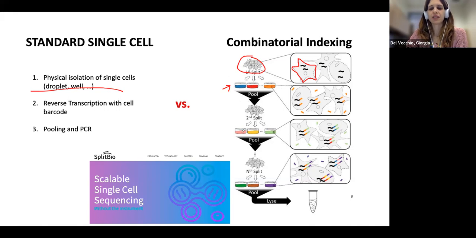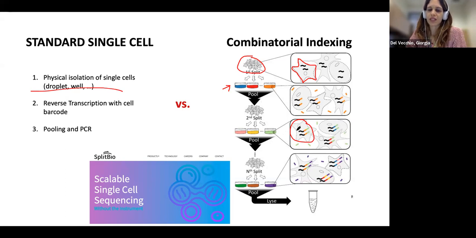and then splitting them in a second 96-well plate with a second round of indexing. So now we have different colors, each one with a different barcode. As you can see here, this cell will have the combination orange-green. This one has red-green. So the first one is coming from the first barcoding step.